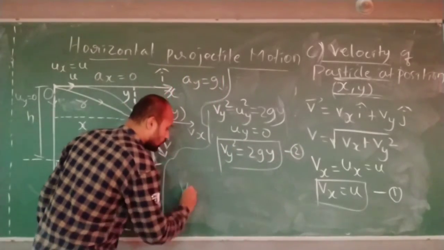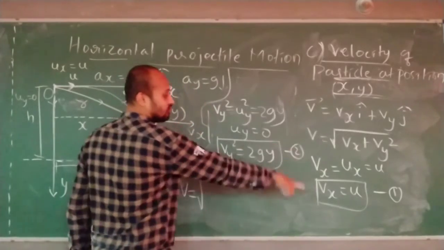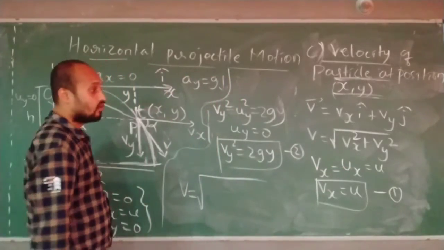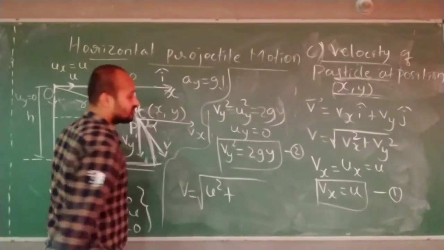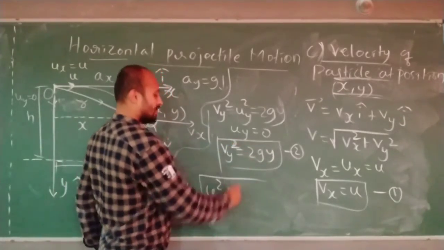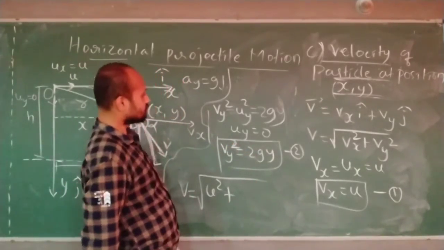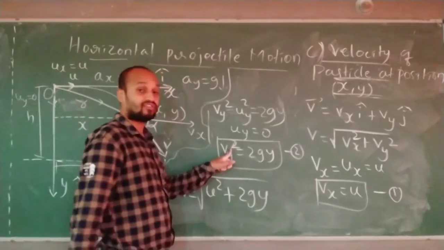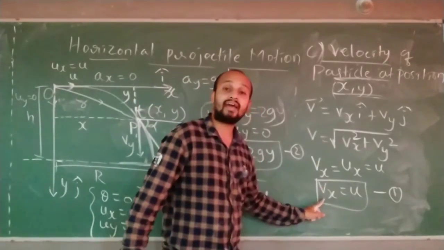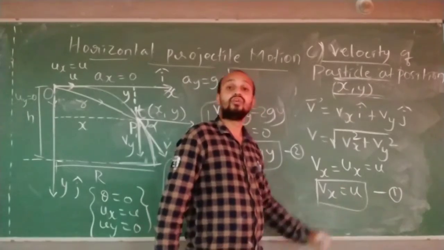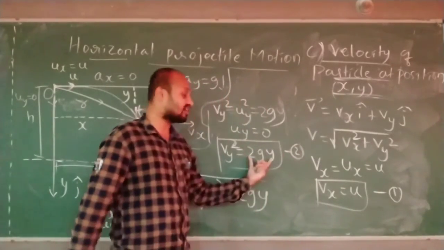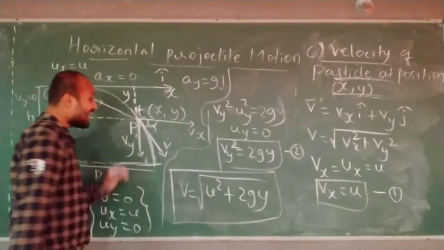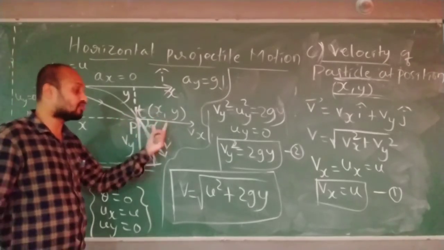From equations 1 and 2, what is Vx square? Sorry, this has to be v square. What is v square? It is Vx square plus Vy square. Vx is equal to u, so Vx square is equal to u square. Vy square is 2gy. So v is equal to root of u square plus 2gy. This is the velocity of a particle at any point having position x, y.